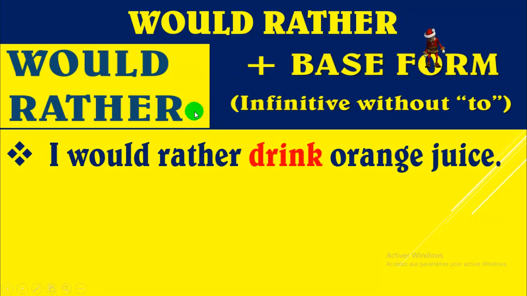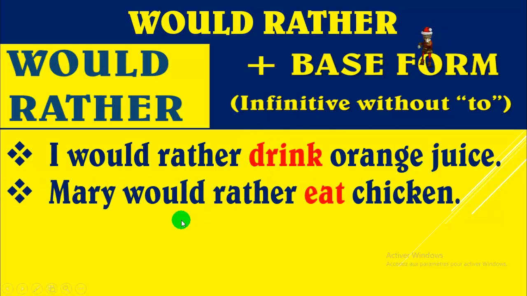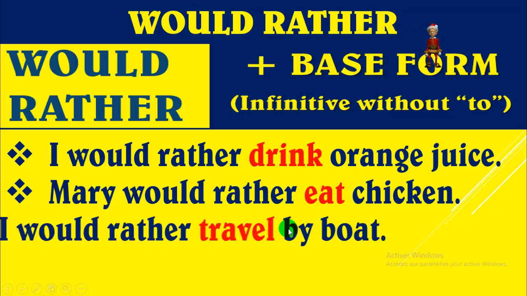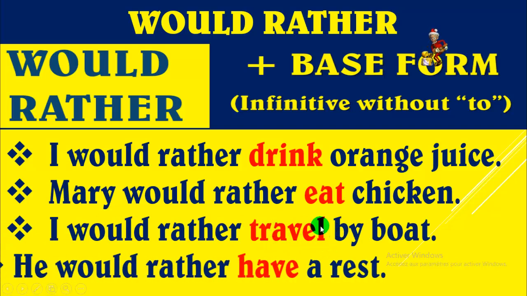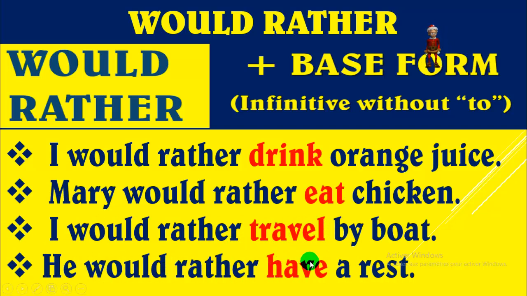Example: I would rather drink orange juice. Base form, no infinitive, no to, no ing form. Mary would rather eat chicken. I would rather travel by boat. He would rather have a rest. So all the verbs that are following would rather in this situation are in the base form, meaning infinitive without to. Is that clear?